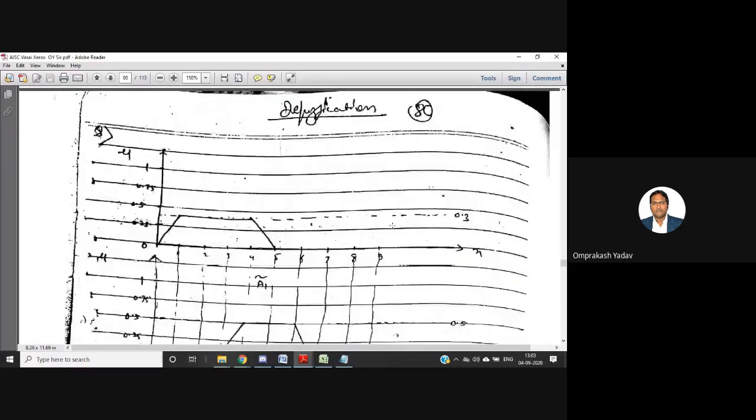So first you can draw this diagram. This diagram is going from 0 to 0.3. You can mark 0, 0.25, 0.5, 0.75, and 1. And on this particular axis, you can mark 0, 1, 2, 3, 4, 5, up to 9, 10. Up to 10 you can mark.